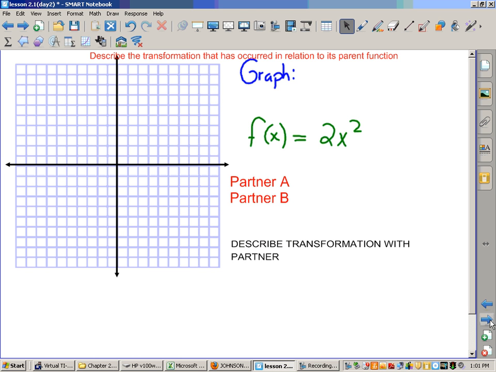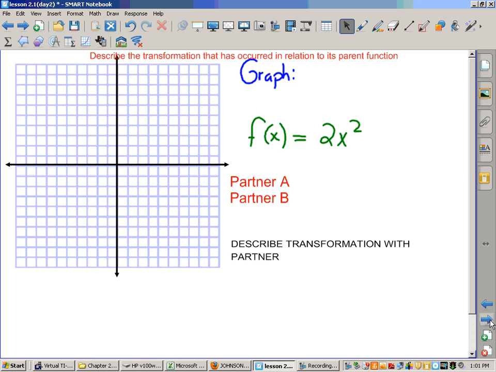Person number 1, call yourself partner A. Person number 2, call yourself partner B. Person A, you, Doug, you, Ben, you guys can move together here. Does anybody else need a partner? Partner A, you go ahead and tell them right now what transformation is occurring.